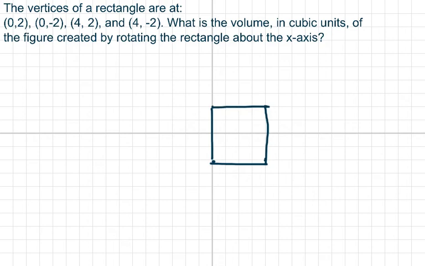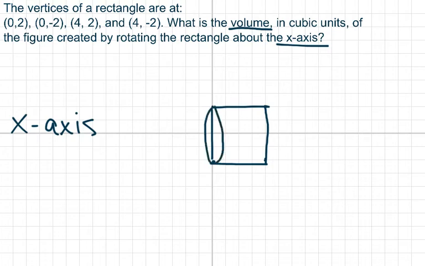Okay, so we're trying to find the volume. Volume implies a 3D figure, in cubic units, of the figure created by rotating it about the x-axis. So remember that this one is the x-axis. We're going to take that square and flip it around and around and around. If you can imagine that, it's going to look like this, which actually turns out to be a cylinder.